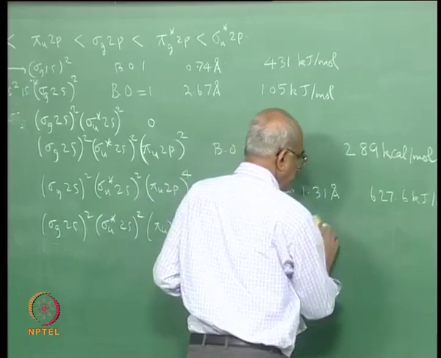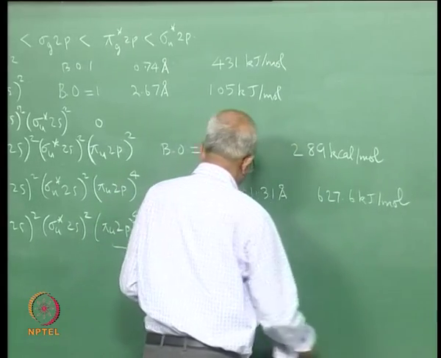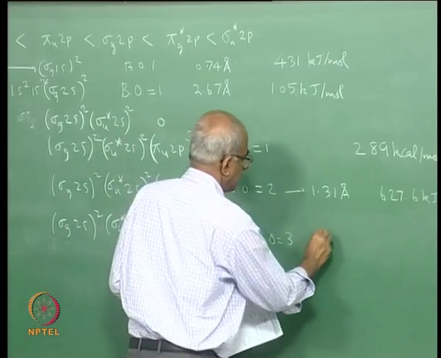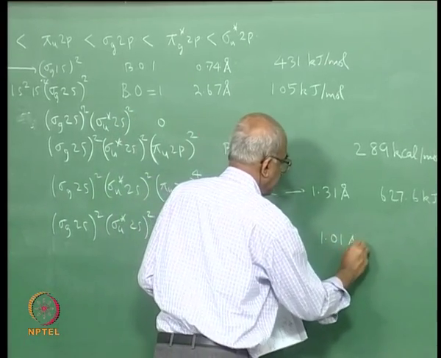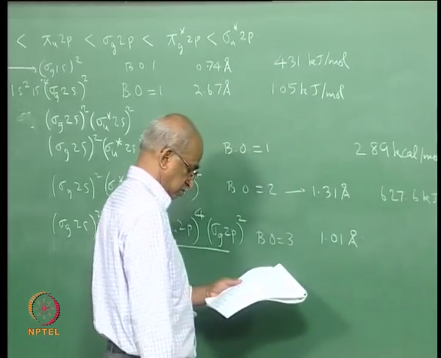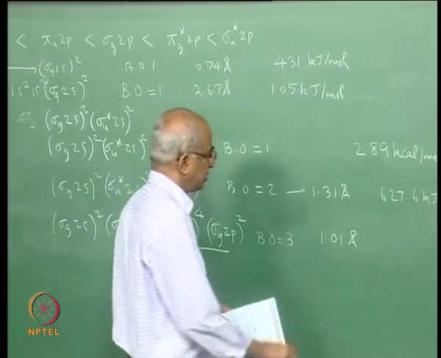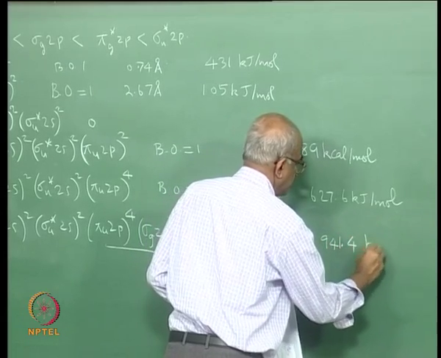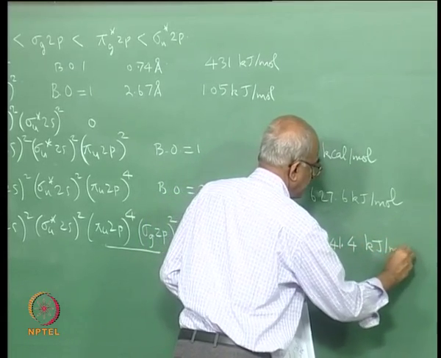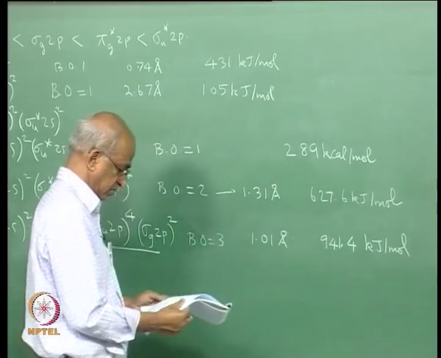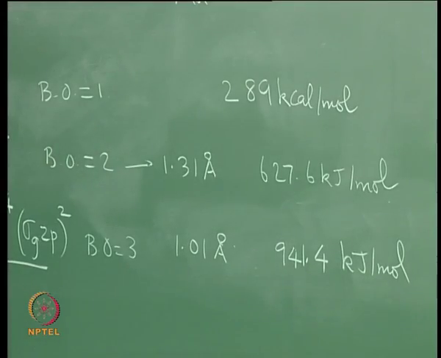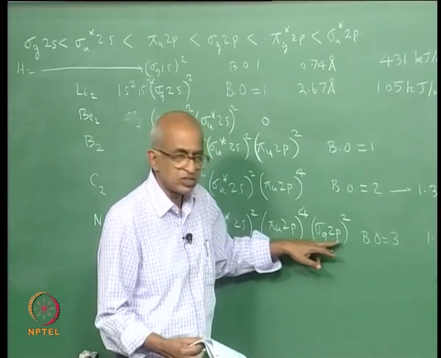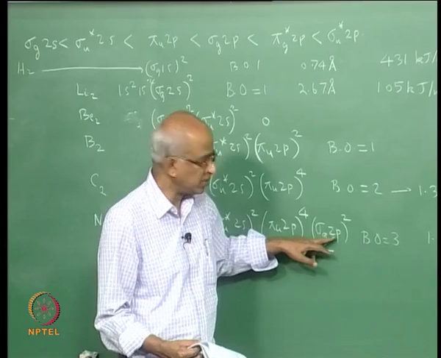which means that there is a triple bond in the case of the N2 molecule. Nitrogen molecule has a triple bond, and the bond length is short, it is 1.01 angstroms, and the bond energy is 941.4 kilojoules. And notice that the highest occupied molecular orbital is sigma g 2p.